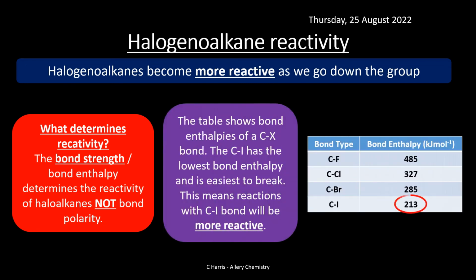So we can see here we've got some bond strengths. This shows a range of different bond enthalpies of the C-X bond. Now you can see the C-I has the lowest bond enthalpy, so it's the lowest out of the lot of them. This means this one's going to be much easier to break than, say, a C-F bond, and hence iodoalkanes are much more reactive than fluoroalkanes, which are at the top, because this bond is actually weaker.